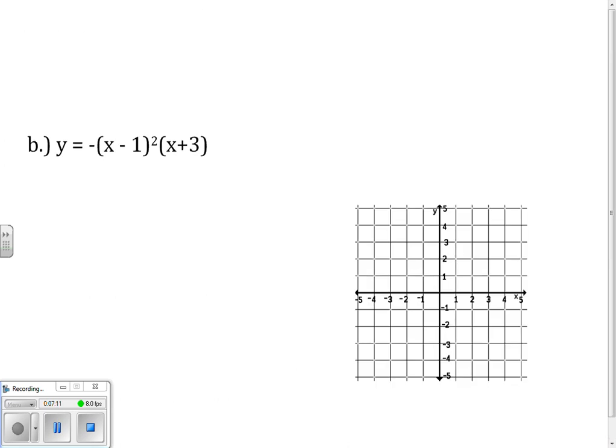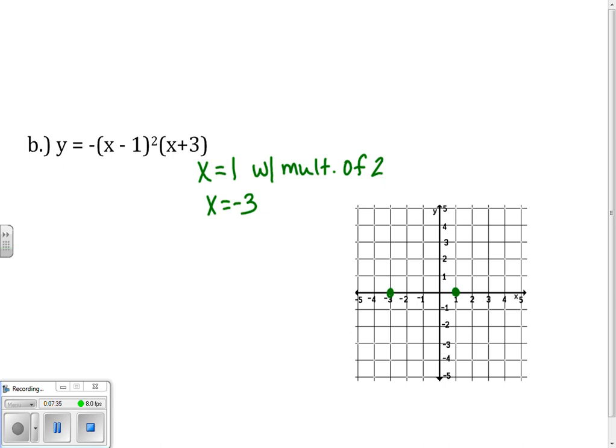All right, letter B. I'm going to do roots first. That's the easiest. My roots are +1 with a multiplicity of 2, a little 2 in the air, and I also have -3. Okay, +1 occurs there, and -3 occurs there. Now that +1 with its multiplicity means it will turn there. That's important. It won't cross, it'll turn.